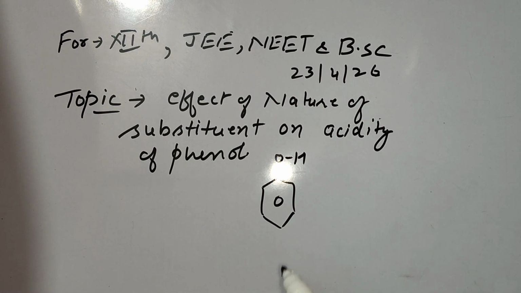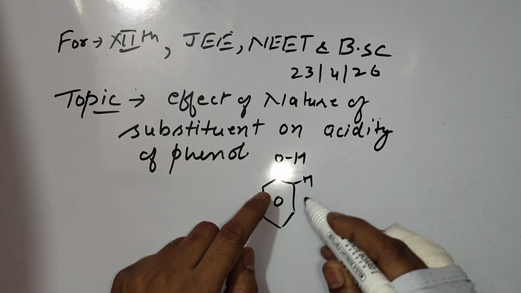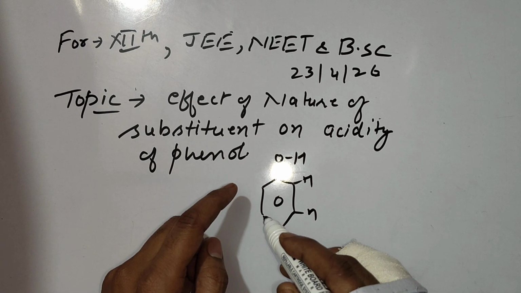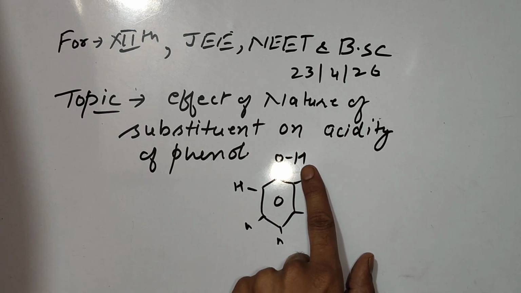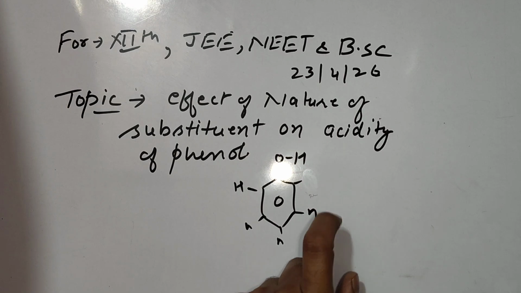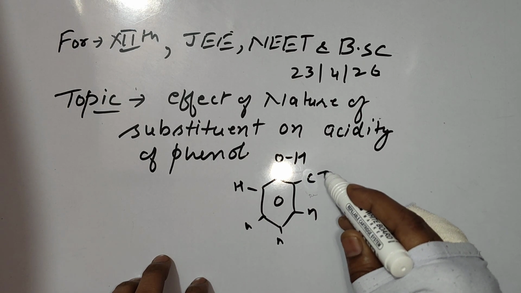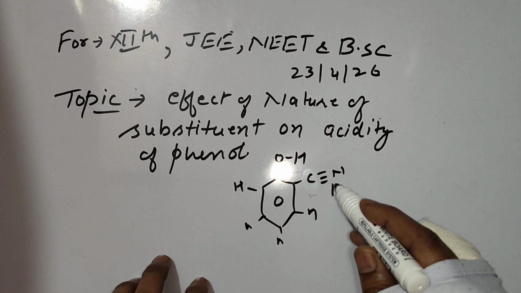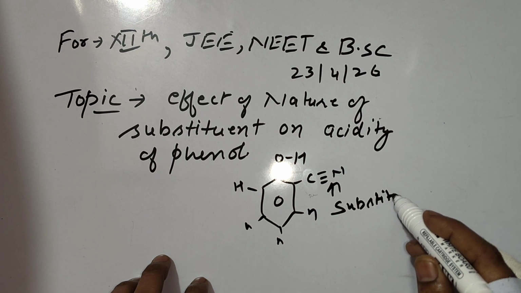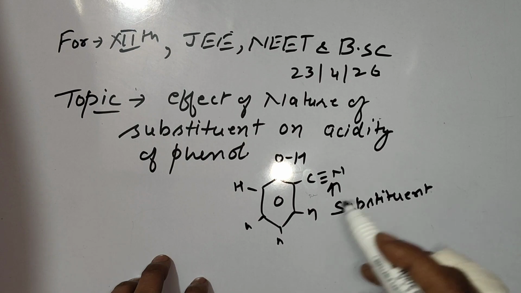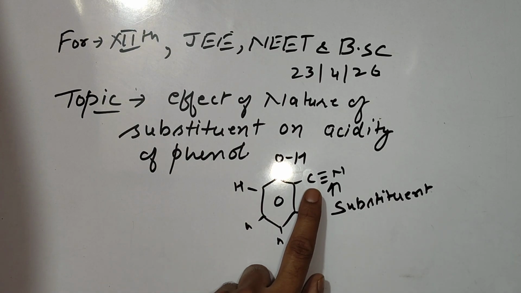This is my normal phenol. OH is connected to the benzene ring and here we have hydrogens. Now, if at the place of hydrogen we write any other functional group, like cyanide I have written, this cyanide is known as substituent. Why are we calling it substituent? Because it has substituted the hydrogen, or it has replaced the hydrogen. This is known as substituent.